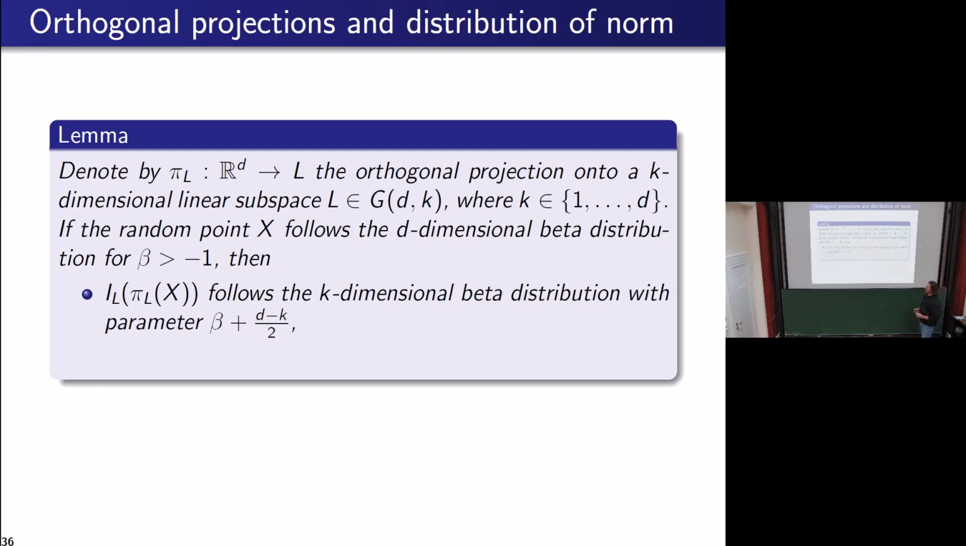And another good property that we will use is that the squared norm of a beta distributed point is again beta. This time this is the classical one-dimensional beta distribution that you know with 2 parameters.